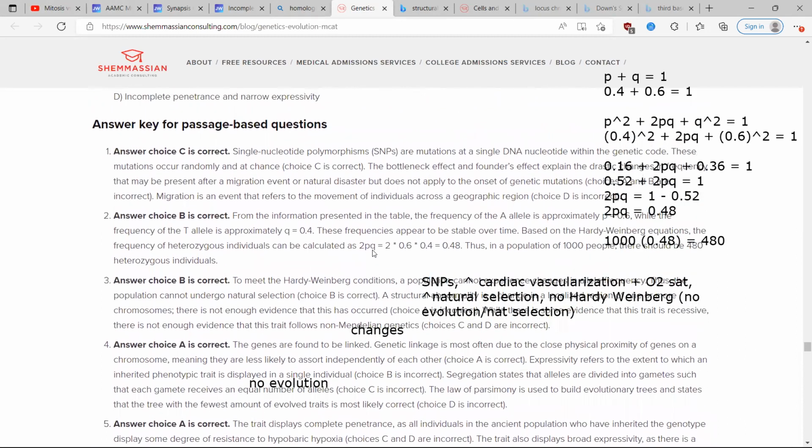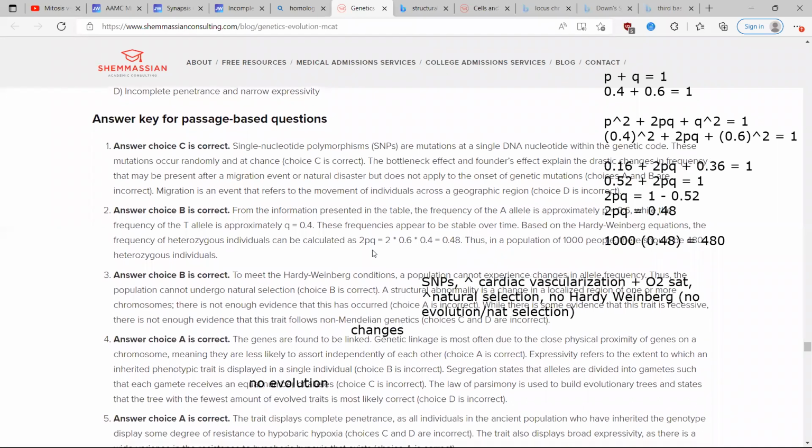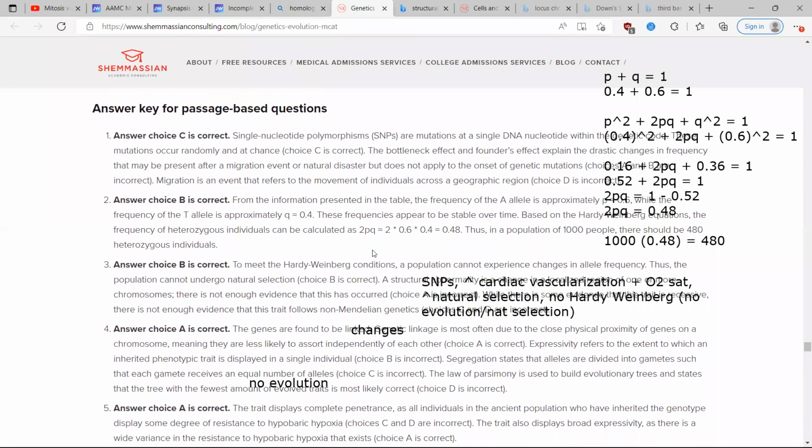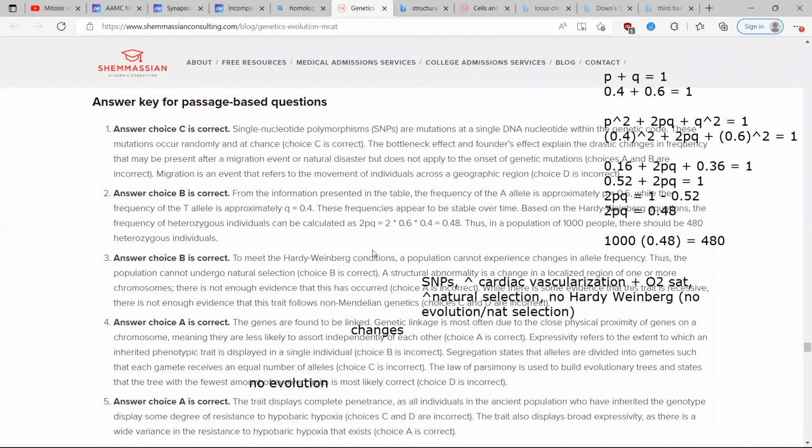The genes are found to be linked. Genetic linkage is most often due to the close physical proximity of genes on a chromosome, meaning they are less likely to sort independently. Choice A is correct. Expressivity refers to extent. We talked about expressivity already. Segregation states that alleles are divided into gametes such that each gamete receives an equal number of alleles. Choice C is incorrect. It doesn't have anything to do with this.